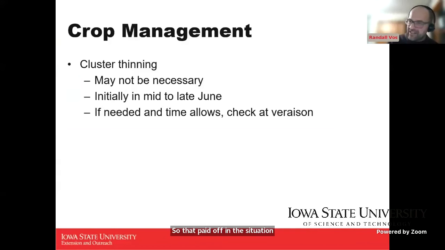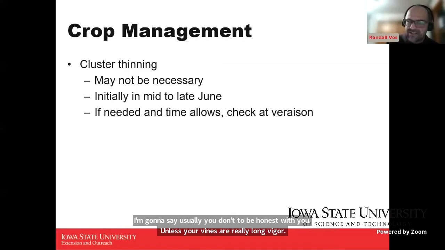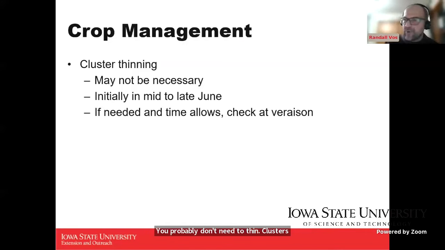So what I'll kind of end on here is cluster thinning. Do you need to thin clusters off the vine? I'm going to say usually you don't, to be honest with you. Unless your vines are really low in vigor, you probably don't need to thin clusters off. There are some warning signs if you might need to. And if you're going to thin, you want to do it in June. If you wait till a week before harvest, you might as well not do it.